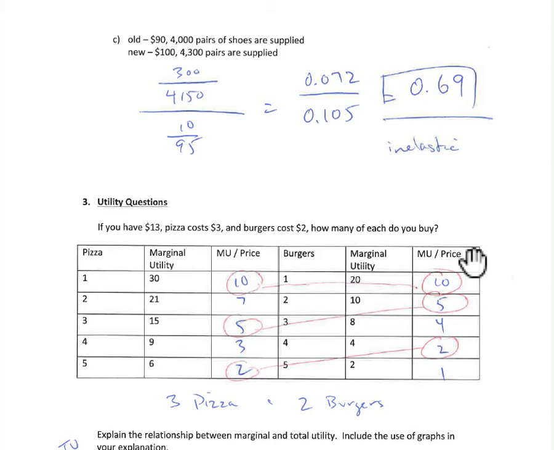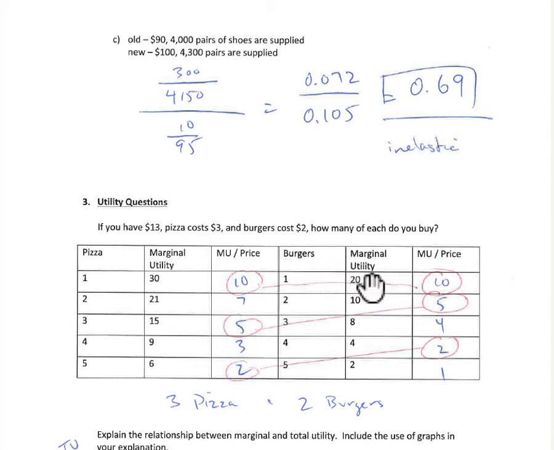So a couple assumptions. First of all, in this scenario, we are all utility maximizers. So if we have $13, we're going to spend all $13 in this scenario because we want to maximize our utility. Okay, and so our first pizza gives us 30 marginal utility, but pizza costs us $3 each, then 30 divided by 3 is 10. So I get 10 marginal utility per dollar for that slice of pizza. In the same way, the second pizza is 7, the third pizza is 5, the fourth pizza is 3, the fifth pizza is 2. Okay, so that's my marginal utility divided by price for pizzas.